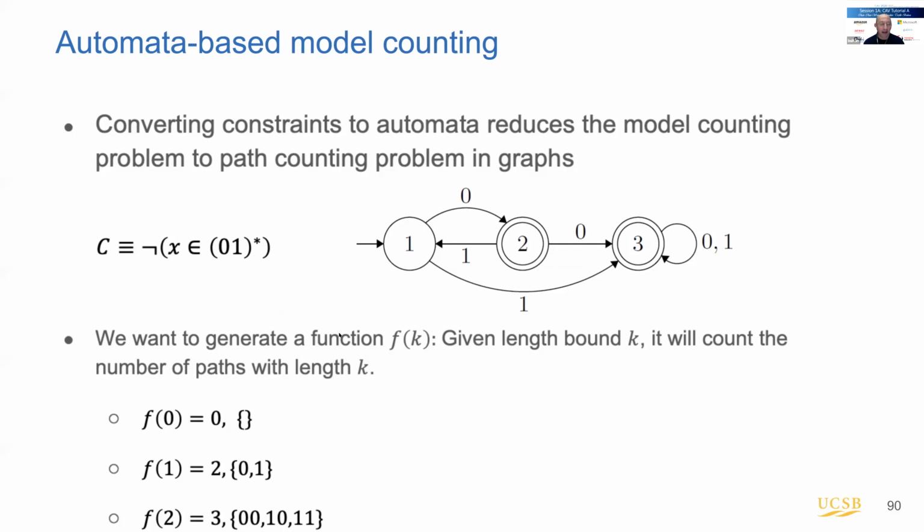Now, what I want is to generate a function which, given the length bound, will count the number of accepting paths with length k. Initially, is there an accepting path of length 0? The answer is no, because the starting state is not accepting. Is there an accepting path of length 1? Yes, there are 2, because 0 goes to an accepting state and 1 goes to an accepting state. How many accepting paths are there of length 2? There are 3: 1, 0, 0 is one, 1, 0 is another, and 1, 1 is another. So there are 3 accepting paths. So what I want is to generate this counting function.